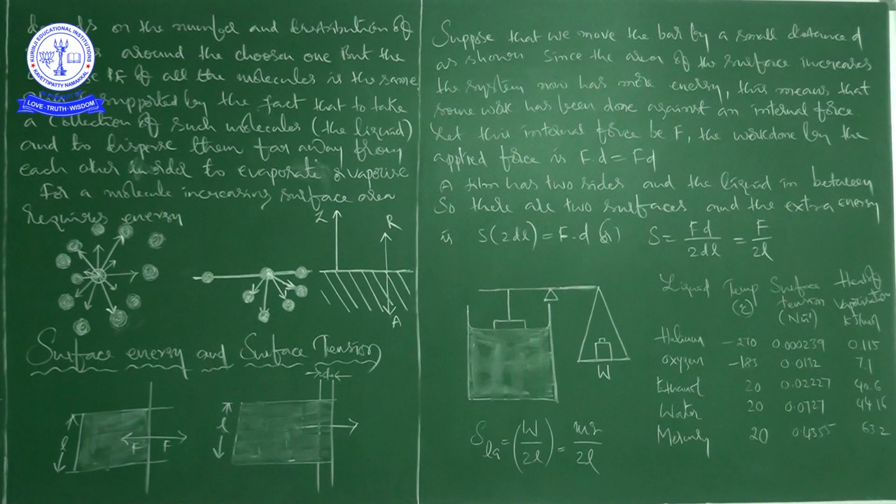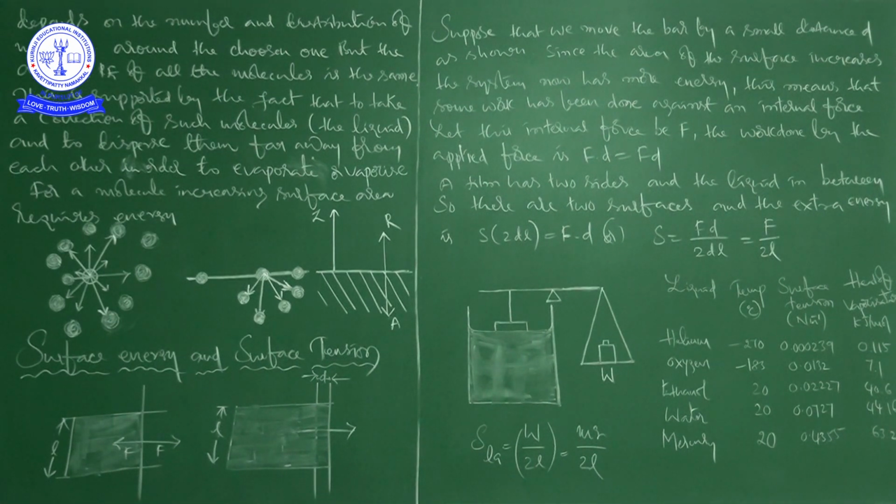Now for example, suppose you move the bar by a small distance d. You can see the d amount in the picture. Since the area of the surface increases, will the area of the surface increase or not? Think with your mind. Definitely it will increase. You can see in the picture, this is the area of the surface here, but here it is the area of the surface, so it increases a little, by an amount of d. Since the area of the surface increases, the system now has more energy. This means that a certain amount of work has been done against an internal force.